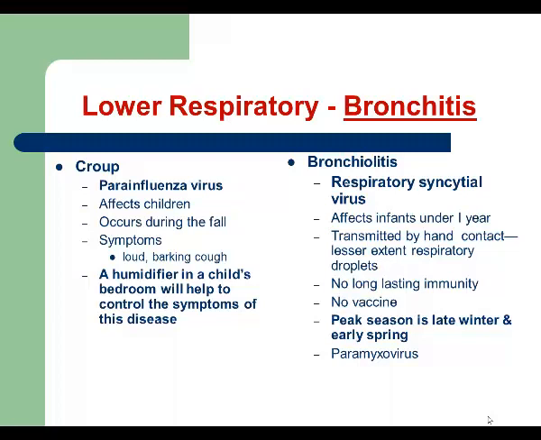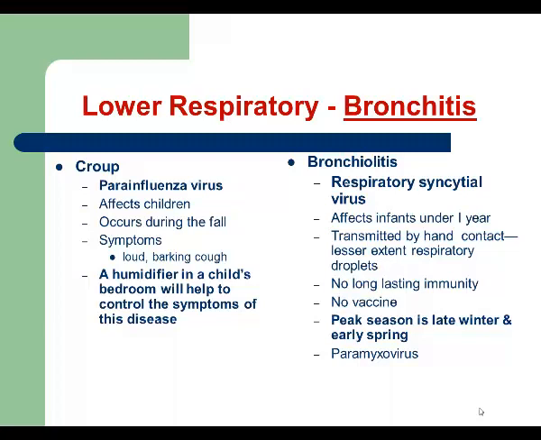The infection is self-limiting, but please remember, usually patients do not develop immunity against parainfluenza virus, so it means the infection can be recurrent.